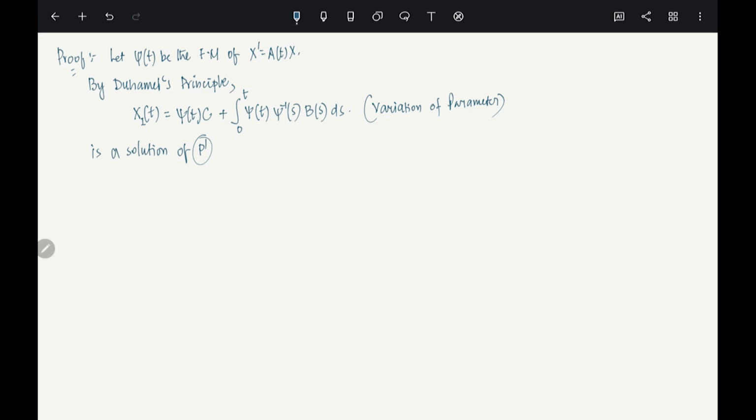Yes, in terms of the fundamental matrix. Now see that if this xi of t is w periodic, when is this w periodic? That's the question. See, xi of t is w periodic if and only if, you remember, xi at the point 0 equals xi at the point w. What does that imply? What is xi at the point 0? It is phi of 0 times c, and here if you put 0, this term is not there, so this is equal to phi at the point w times c plus the integral from 0 to w of phi at the point w phi inverse at the point s b of s ds. That's what we are going to get, right?